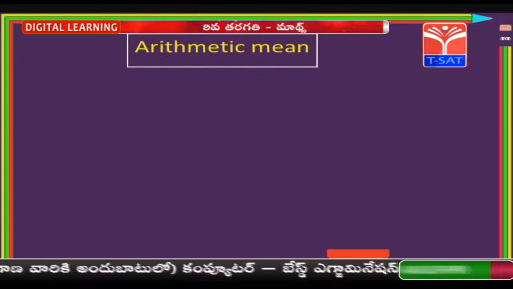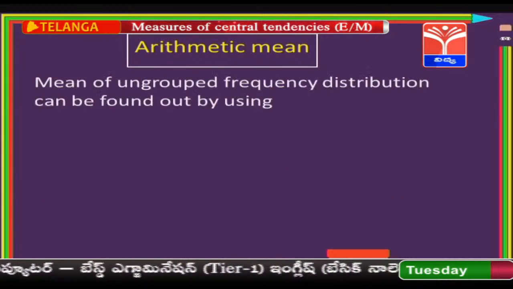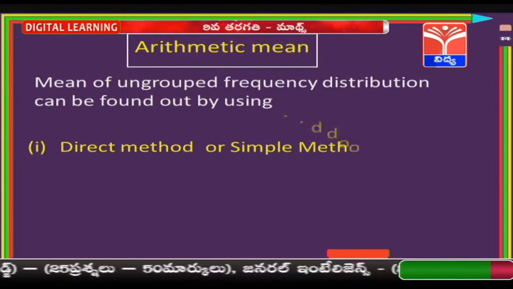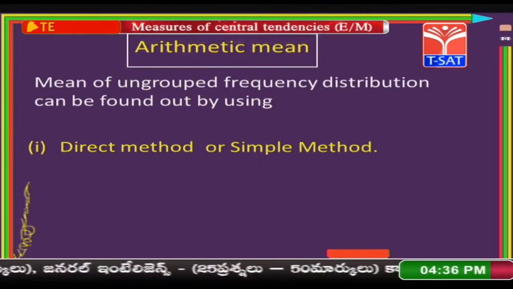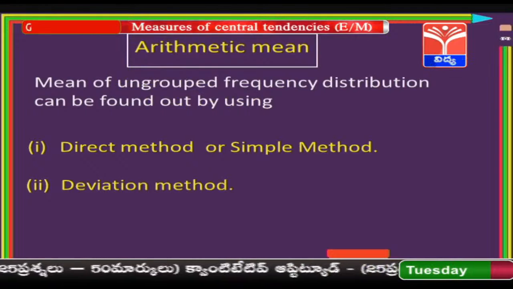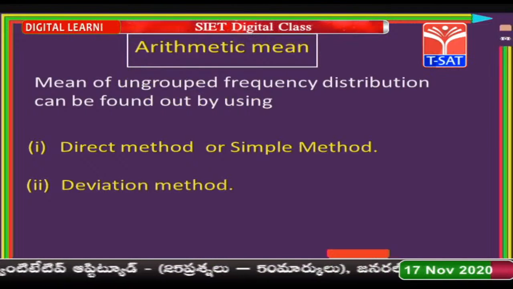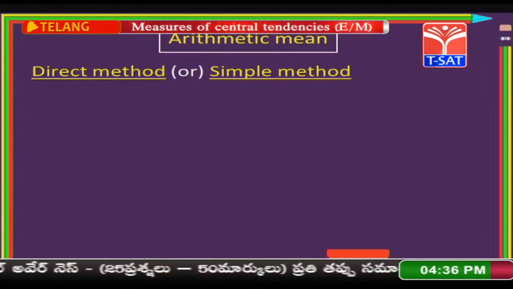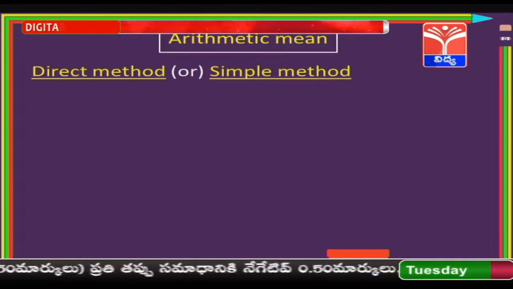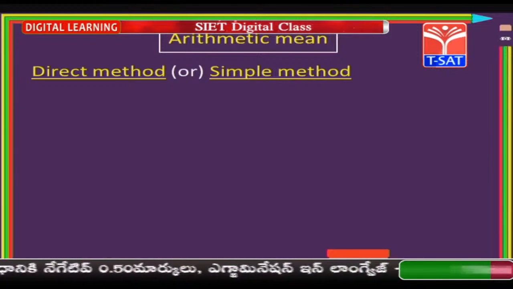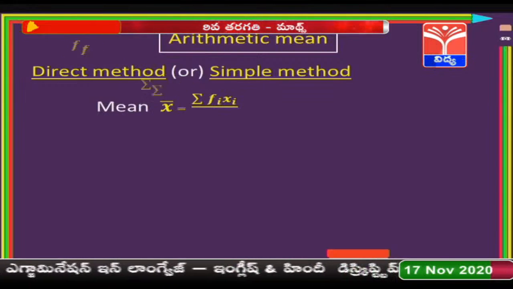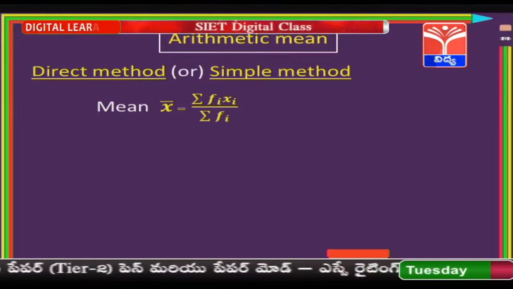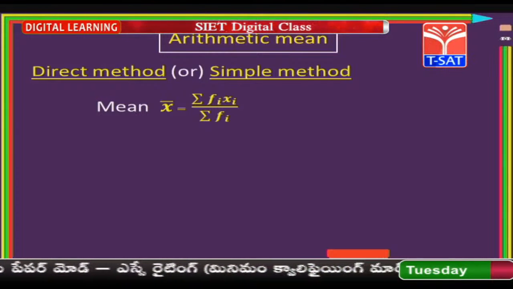When you take the arithmetic mean of ungrouped data here, we can solve this by two methods. One is called the direct method or simple method, and the second is called the deviation method. We are going to discuss these two methods in finding the arithmetic mean for an ungrouped frequency distribution. We take up the first method, the direct method or simple method, first. In the direct method, we straight away use the formula: the mean x bar is nothing but sigma fi xi by sigma fi. So, you need to find sigma fi xi and sigma fi and divide them, and you straight away get the mean x bar.